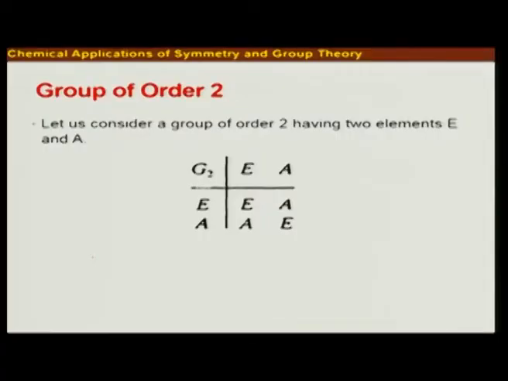Now let's look at some of these groups, the group multiplication tables. Let's first take the group multiplication table with order 2. We will term it as G2.